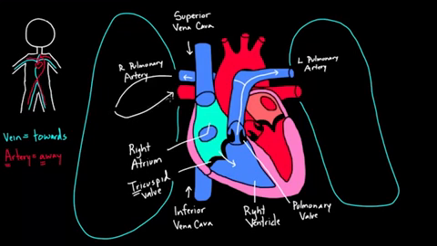The aortic valve opens for the blood to move from the ventricle into the aorta. The aorta arches forward like that and gives off three branches that go to the neck and the two upper limbs. So this is how the blood flows through the heart, flowing through the four chambers of the heart.